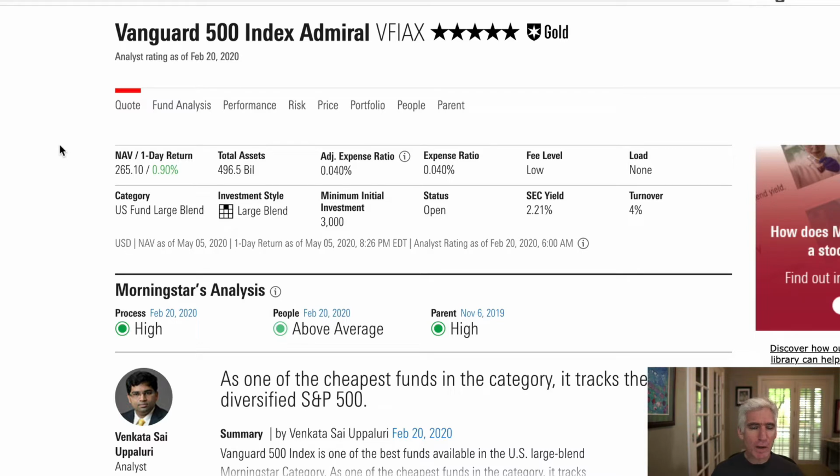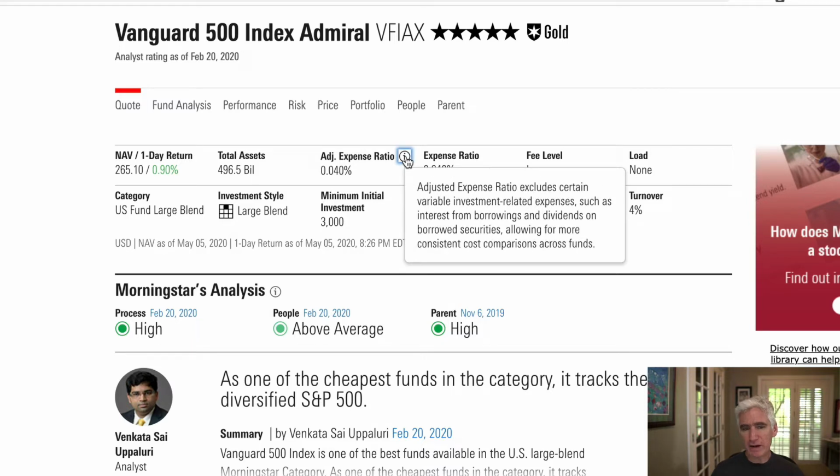I suppose you may be evaluating some funds where they're different, and just understand that the adjusted expense ratio excludes certain variable investment related expenses. For example, if the fund borrows to invest with leverage, and interest, for example. And if you hover over the little information icon here, you'll see a definition of it.